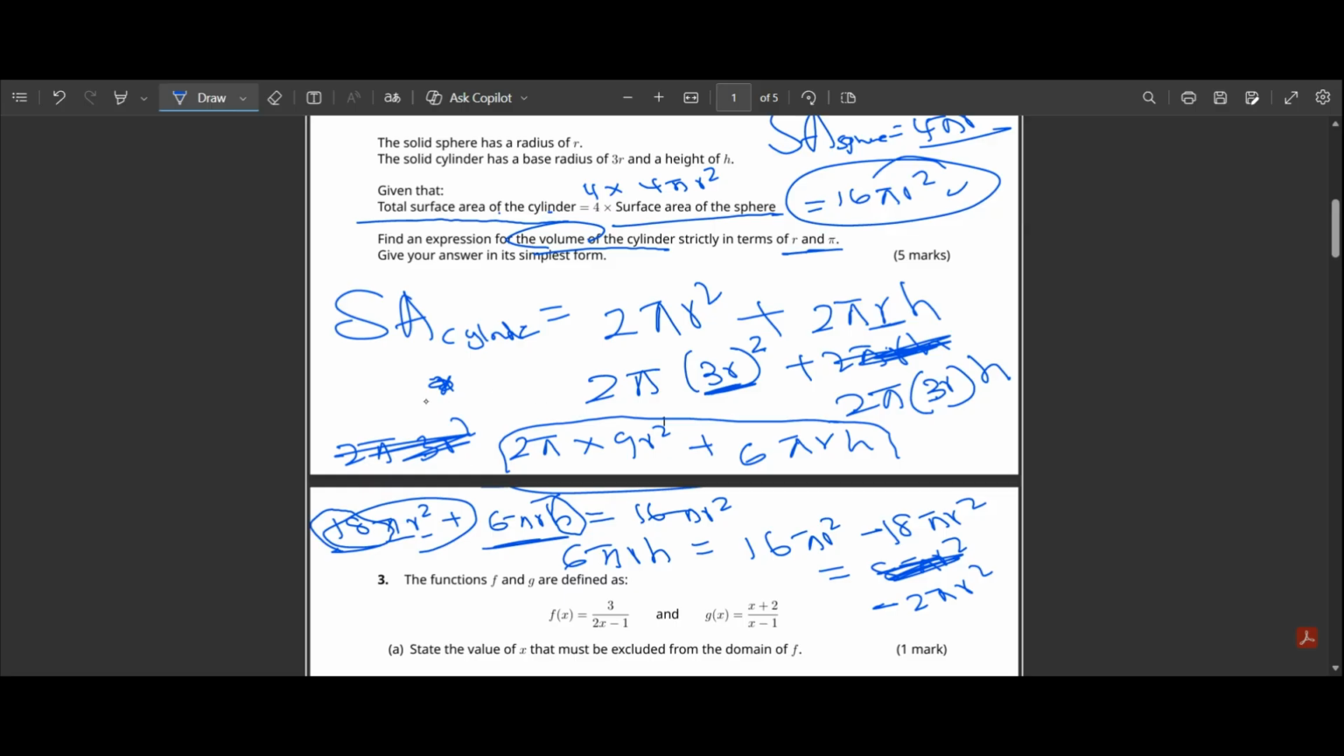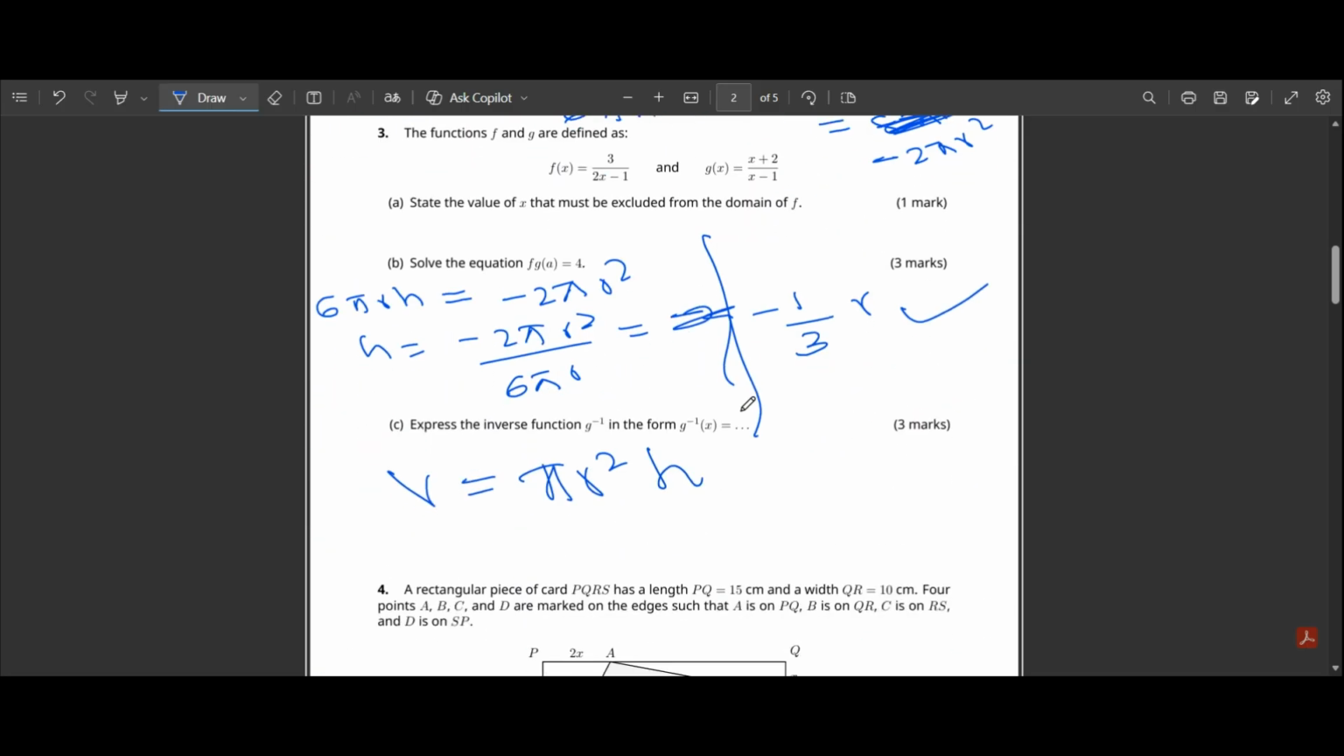Until now we were dealing with surface area. Now they are asking the volume of the cylinder. So the volume of the cylinder is pi r squared into h. So instead of h, we put minus 1 over 3 into r. So it will be minus 1 over 3 pi r cube. So this is the answer for the second one.